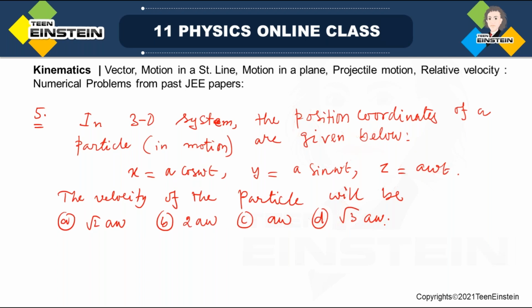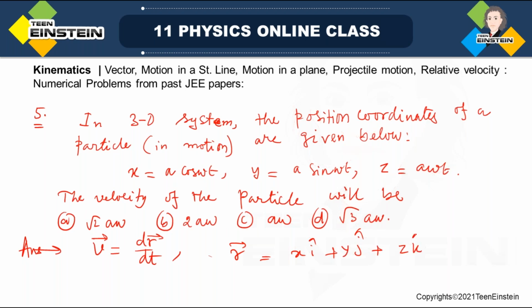So how to solve this problem? You have to find out the velocity. So how to find out the velocity? We have to find out the velocity like this, dr by dt. So what is r here? First of all, let us write this. This is a clue to the answer. So first of all, what is r? Vector r is x i cap, y j cap, z k cap.